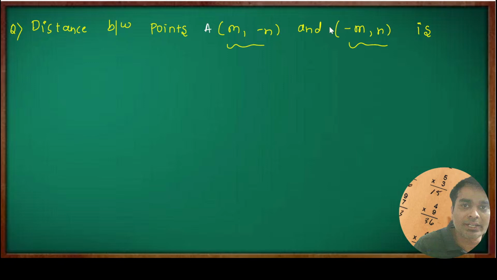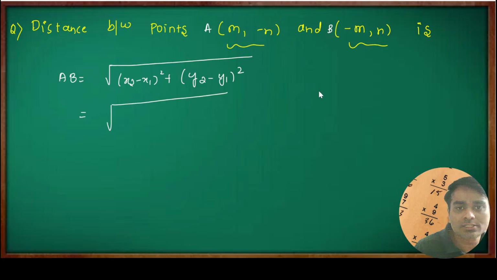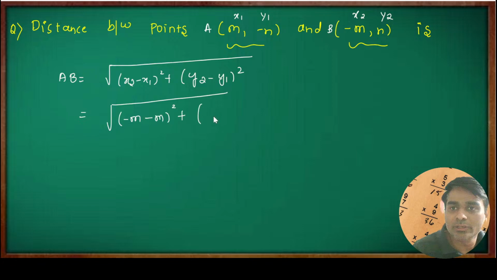You can take this point as A and this as B, so you can simply write AB equal to, write the distance formula, root of x2 minus x1 the whole square plus y2 minus y1 the whole square. Once you write this, then just put those x1, x2 all in proper place, x1 y1, this is x2 y2, correct. So your x2 is minus m, then your x1 is m, minus m whole square, this will be y2 n plus n whole square.